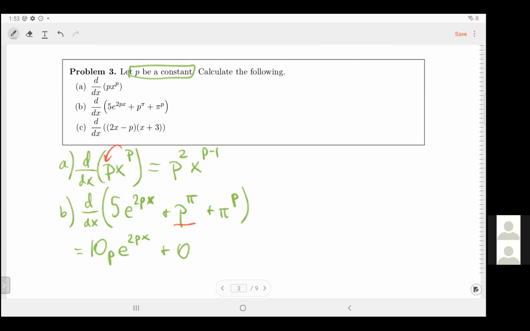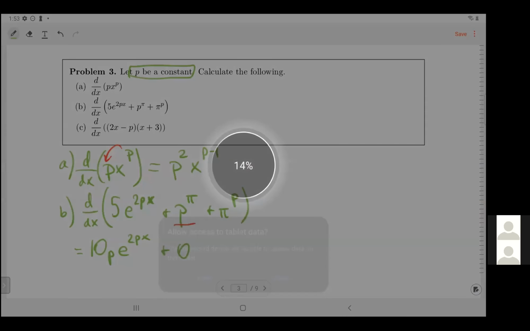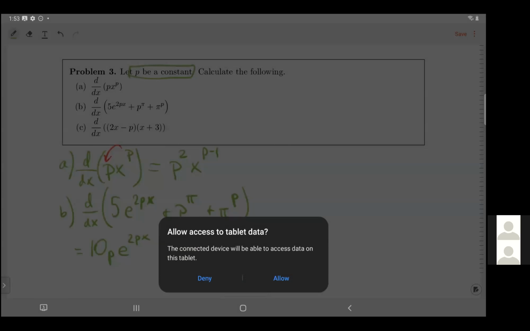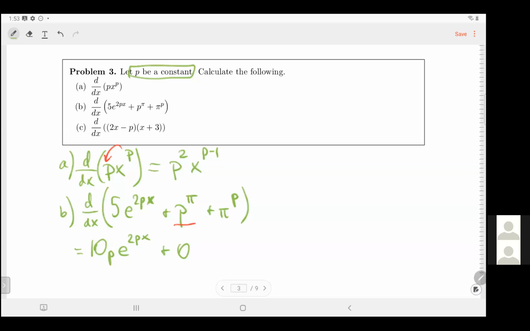How about pi to the p? The last term, will that also be 0? It's also 0. Awesome. So I'm trying to save you guys as many points as possible because I know a lot of people will mess that up. So it's literally just the first term. The other terms are constants and they go away.